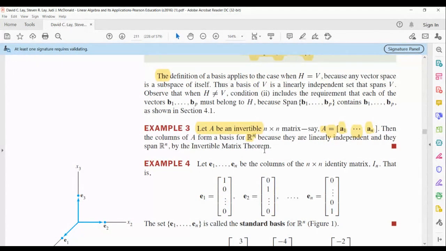Okay, they have to, because if your matrix A is invertible, then the columns of that matrix A are linearly independent, and they also span Rn by the invertible matrix theorem. Remember the invertible matrix theorem, you learned that back in section 2.3. So you see, you can use the invertible matrix theorem sometimes to help you establish if you have a basis. Okay, you can use that. Are there any questions on that?